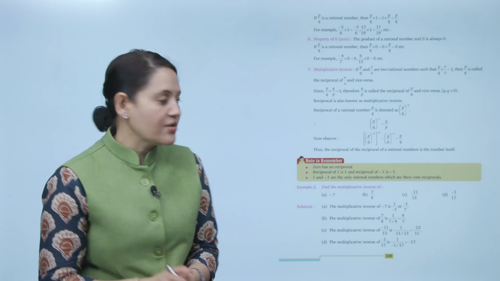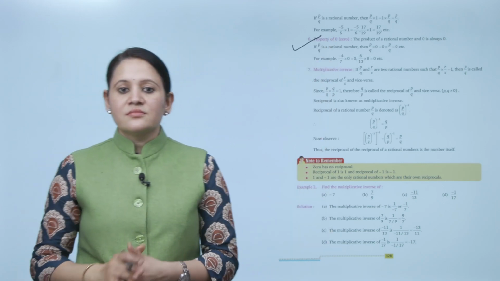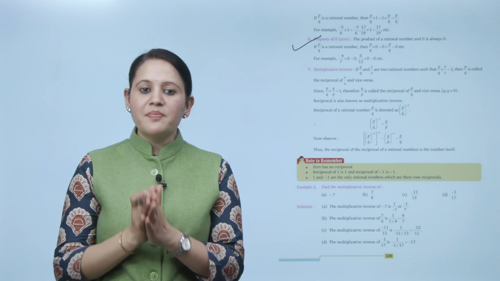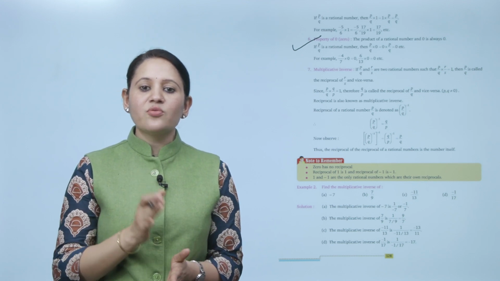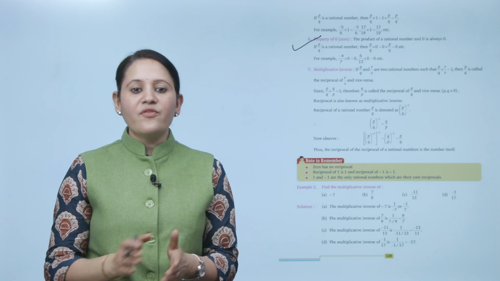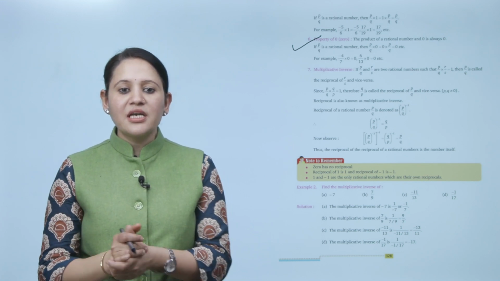Next is property of 0. The product of a rational number and 0 is always 0. If p by q is a rational number, then p by q into 0 equals 0 into p by q equals 0. For example, minus 4 by 7 into 0 is 0. Next is multiplicative inverse.